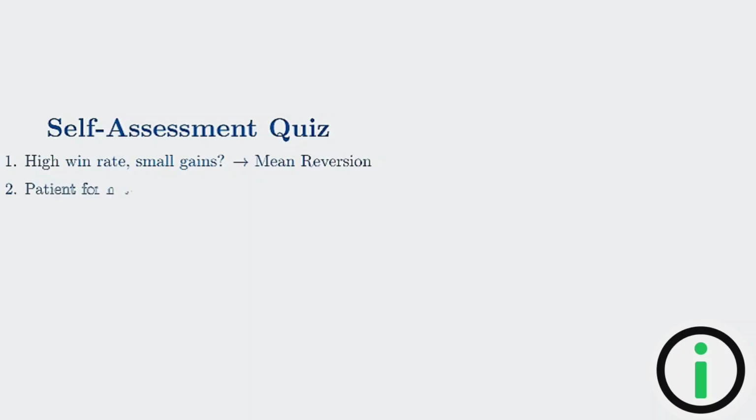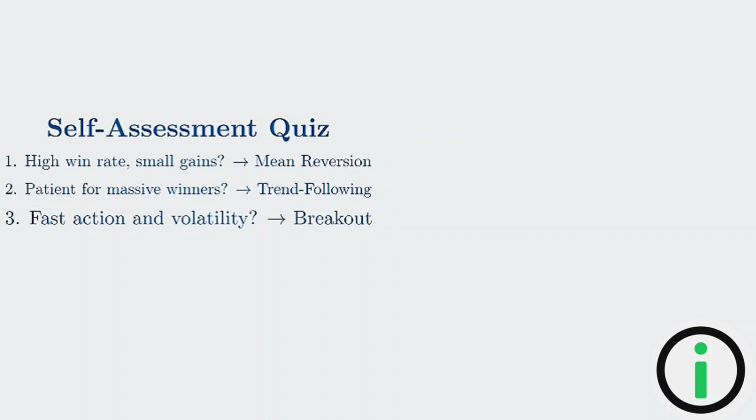Let's do a quick self-assessment quiz to see which style fits you. 1. Do you prefer high win rates with small gains? If so, mean reversion might be for you. 2. Do you have the patience to sit through many small losses for one massive winner? That's the hallmark of trend following. 3. Do you like fast-paced action and volatility? You might be a breakout trader. Take a moment to think about your temperament. If you try to trade a mean reversion strategy in a trending market, or vice versa, you will fail. Pick one lane and master the market conditions where it thrives.